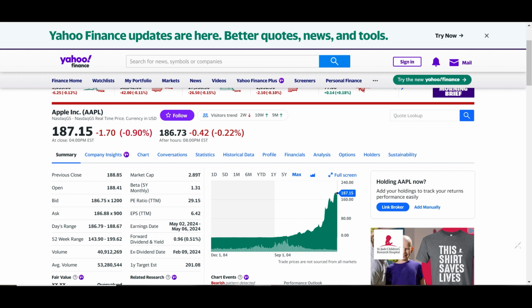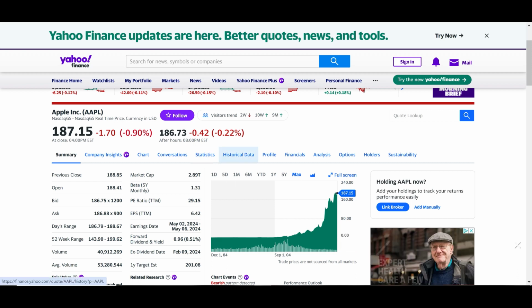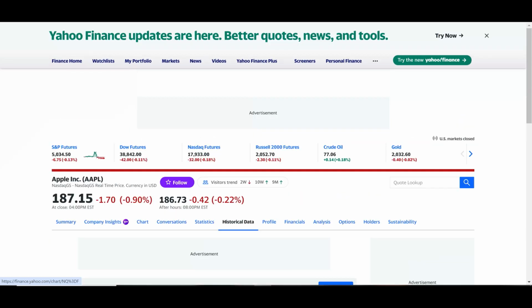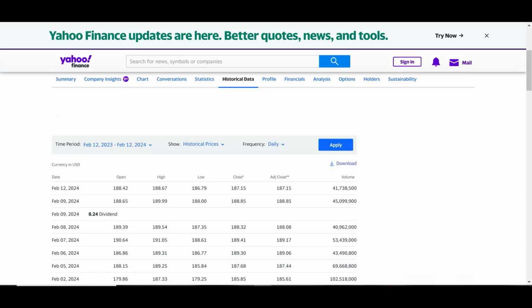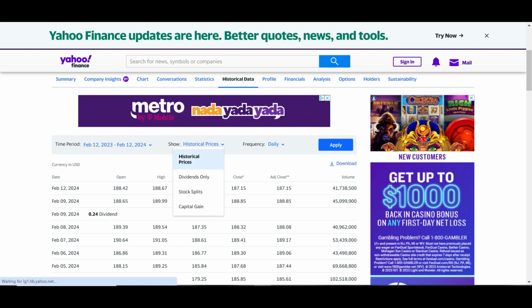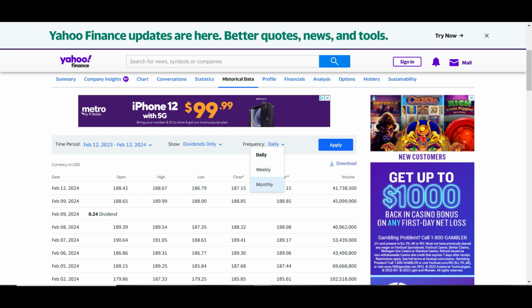So I like to go to historical data, and then you can change what to show. From here, I want to show dividends only. I want to change the frequency to monthly. Typically dividends are paid quarterly. Some do pay monthly, but most are paid in a quarterly fashion. So since there's no quarterly option, monthly seems to be the best option. So I'll switch it to that.